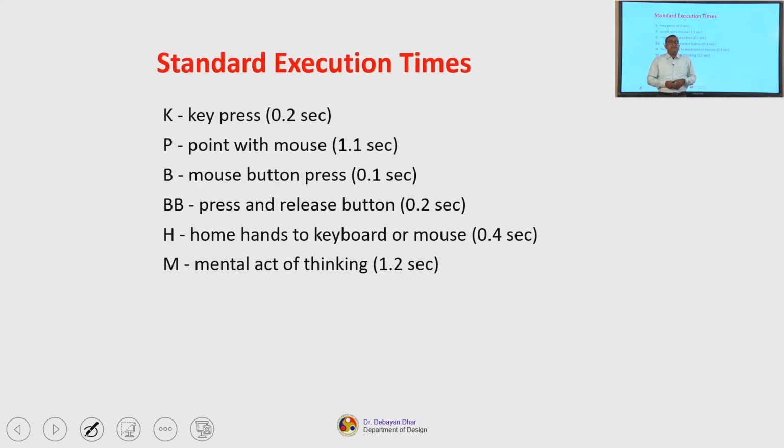Some of the standard execution times are: for a key press it is 0.2 second, for pointing with the mouse it is 1.1 second, for a mouse button press it is 0.1 second, for press and release of a button it is 0.2 second, for homing hands to keyboard or mouse it is 0.4 second, and for the mental act of thinking it is 1.2 second. These are average human behaviors.